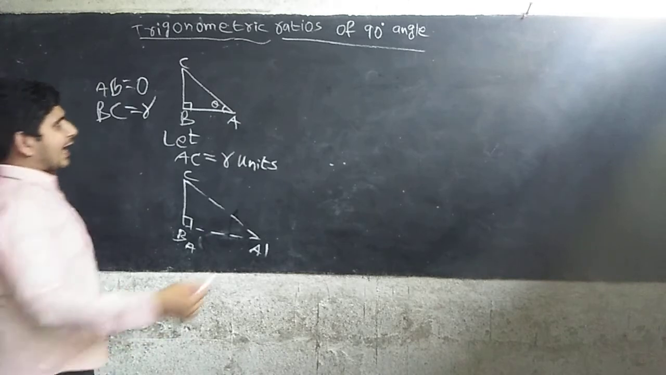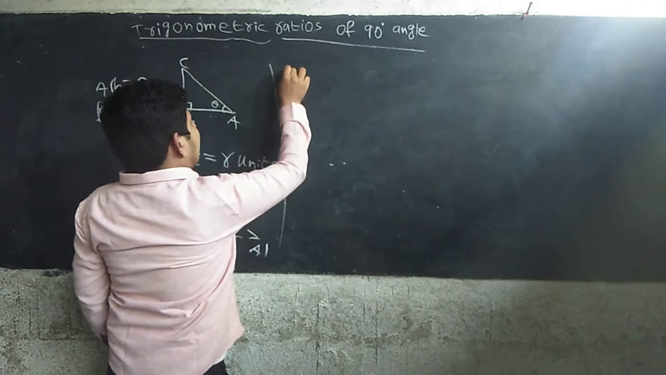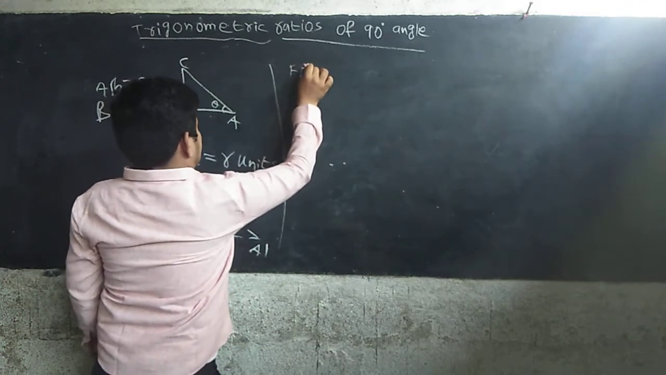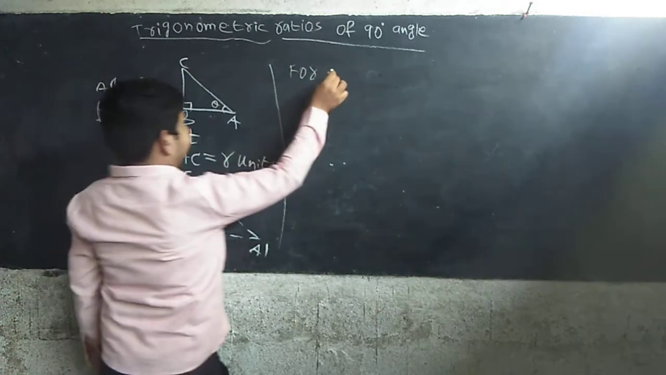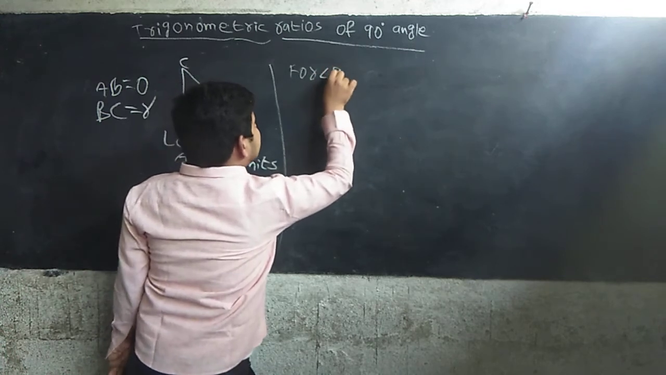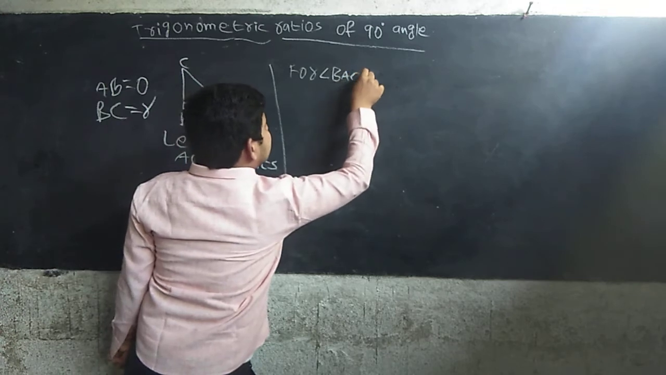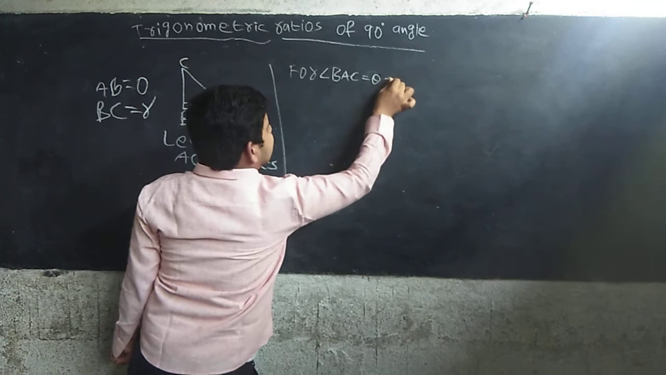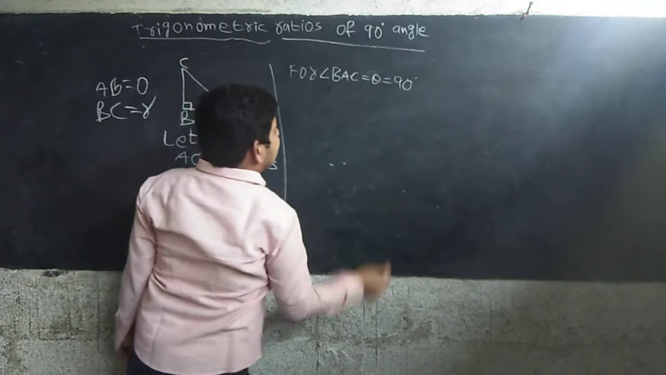Now, for angle BAC equal to theta equal to 90 degrees. Theta equal to 90 degrees.